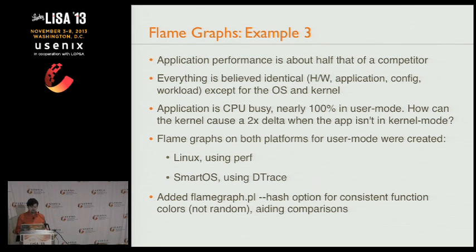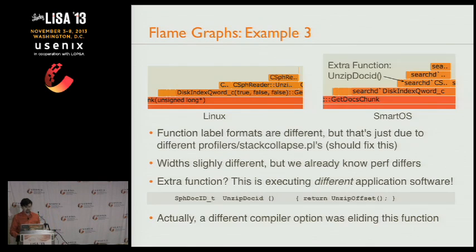Because at this point I was doing a comparison between two flame graphs, I've added a hash option so that the colors are the same. So you can roll multiple flame graphs and it'll color each function name the same based on the hash. And that's what it looked like. So on Linux, we had this. My eyes focused on this part of the flame graph. That was what it looked like on Linux. That's what it looked like on SmartOS.